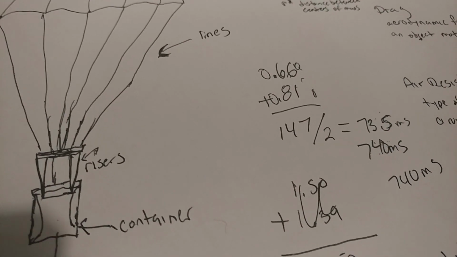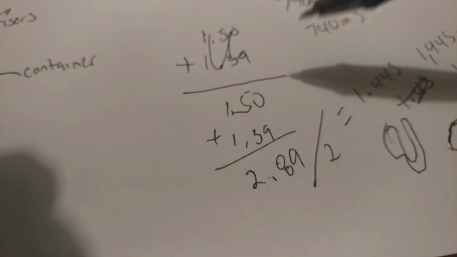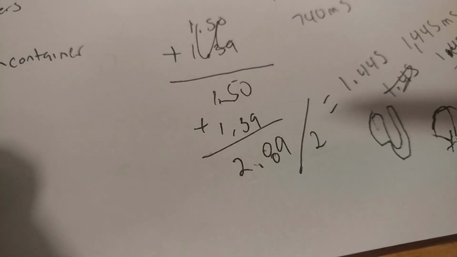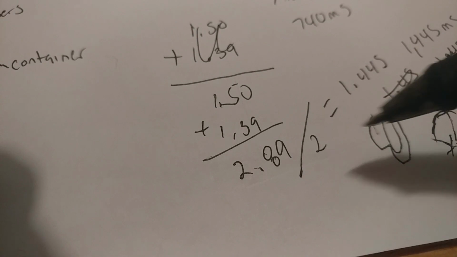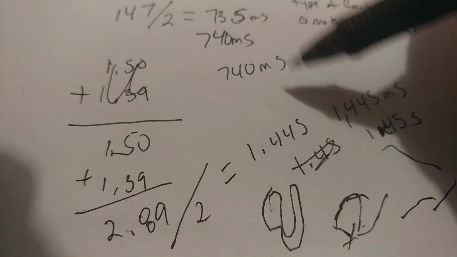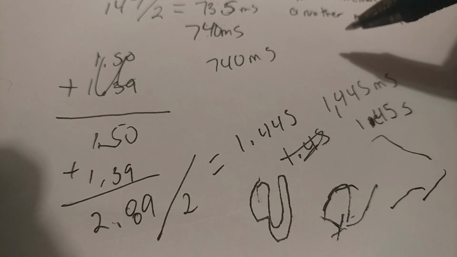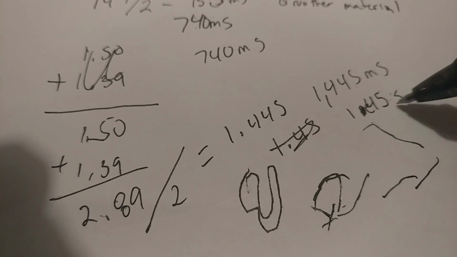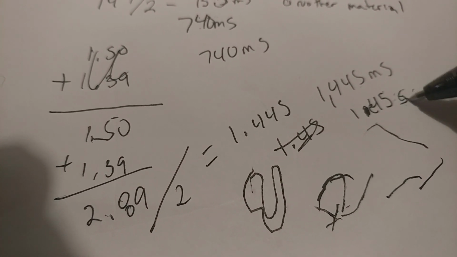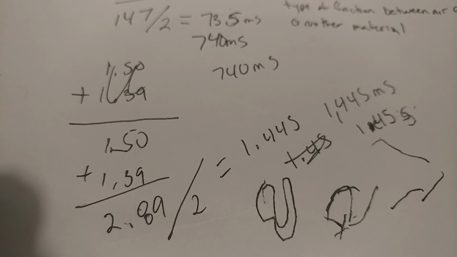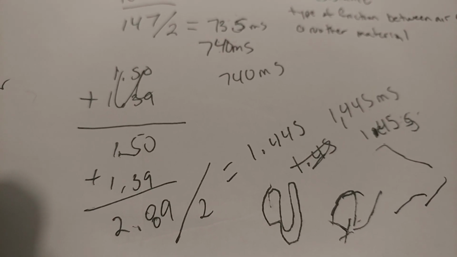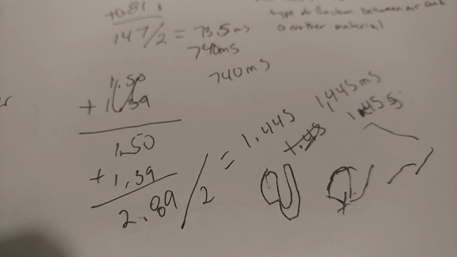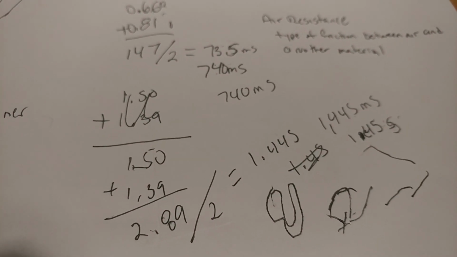So we actually went back and we got 1.5 seconds for your fall time and 1.39 seconds for Oliver's fall time. We add those together and divide by 2. So that means that we actually got an increased fall time of 1,445 milliseconds, or 1.45 seconds. So I would say that our parachutes definitely helped to increase drag, increase air resistance, and increase our fall time.